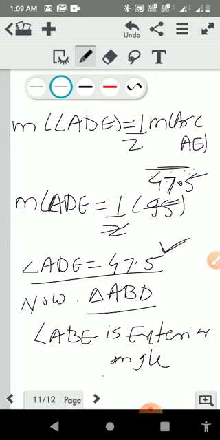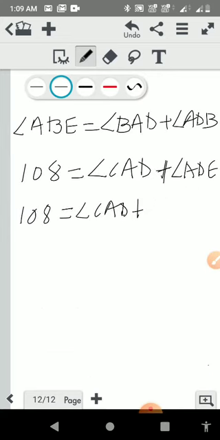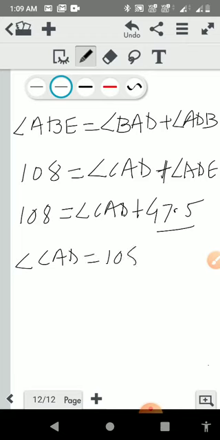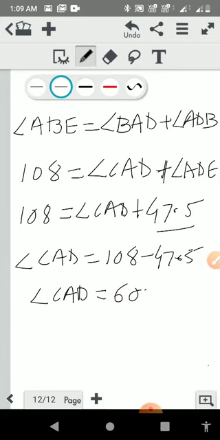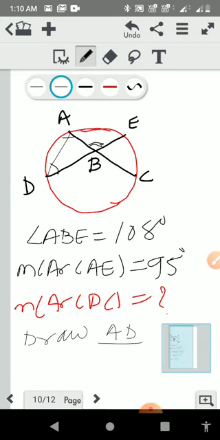This angle ADE, I am just putting this value here, so it is 47.5, isn't it? Therefore I can write angle CAD equal to 108 minus 47.5. If I calculate it, I will get this angle CAD equal to 60.5. So this is your answer for angle CAD.